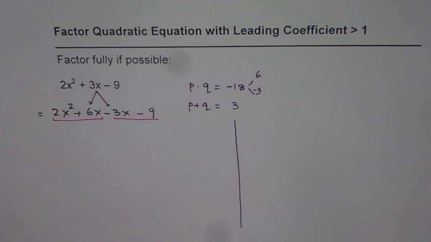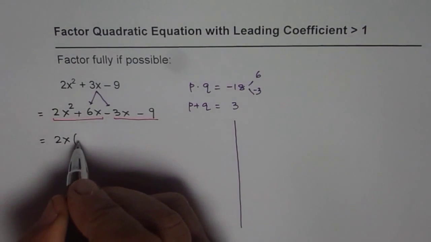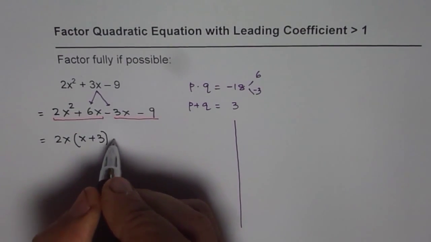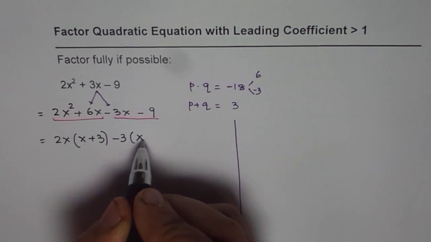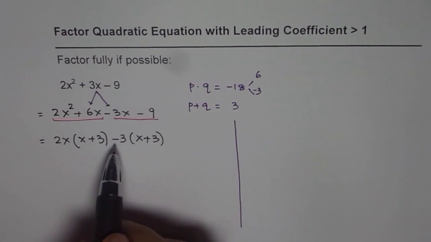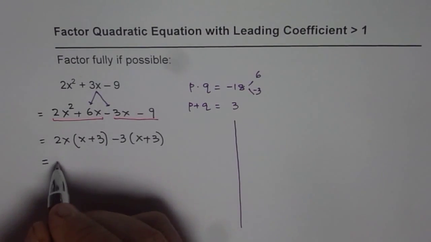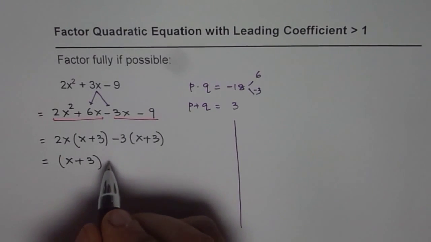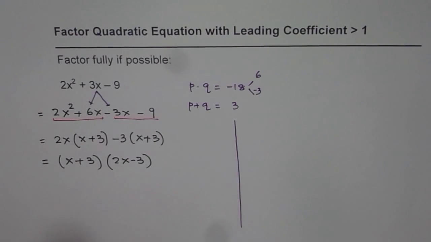Now if you group them, then you can factor 2x from the first group. We'll get x plus 3. And from the second group, we can factor minus 3, right? So we again get x plus 3. Remember, always these will be same. If not, something is wrong. You have to look into that, okay? x plus 3 is now a common factor between these two terms. So you can factor that out. So we get x plus 3 times 2x minus 3. That is how you factor, and this is one of the methods.